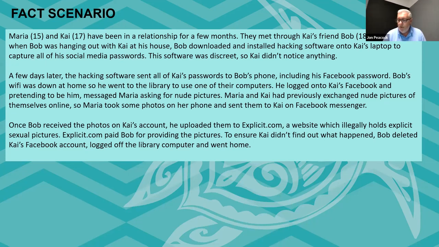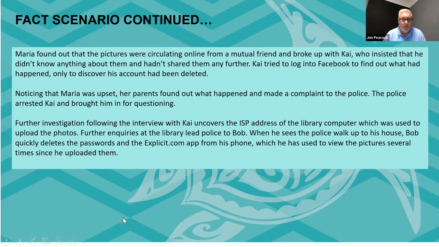To ensure Kai didn't find out what happened, Bob deleted Kai's Facebook account, logged off the library computer, and went home. Sometime later, Maria found out that the pictures were circulating online from a mutual friend, and she immediately broke up with Kai, who insisted he didn't know anything about them and hadn't shared them any further. Kai tried to log into his Facebook account to find out what happened, only to discover it had been deleted. Noticing that Maria was rightly upset, her parents found out what had happened and made a complaint to the police.